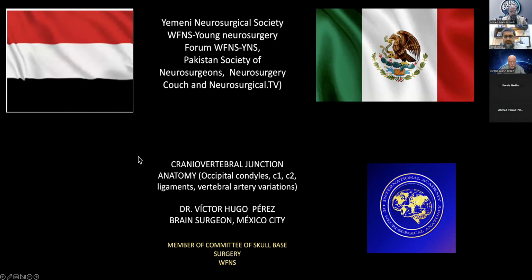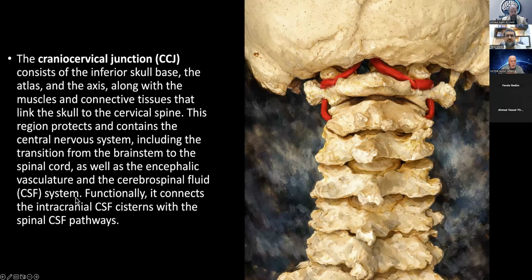So I'm going to talk about craniovertebral junction anatomy, specifically about occipital condyles, C1, C2 ligaments, vertebral artery variations. So craniovertebral junction consists of the inferior skull base. In the right side, we can see the posterior view of the craniocervical junction.